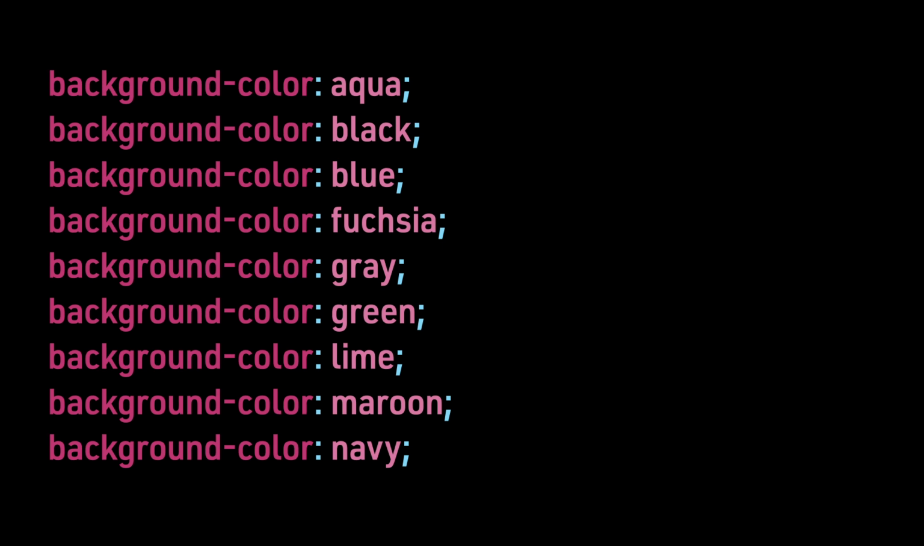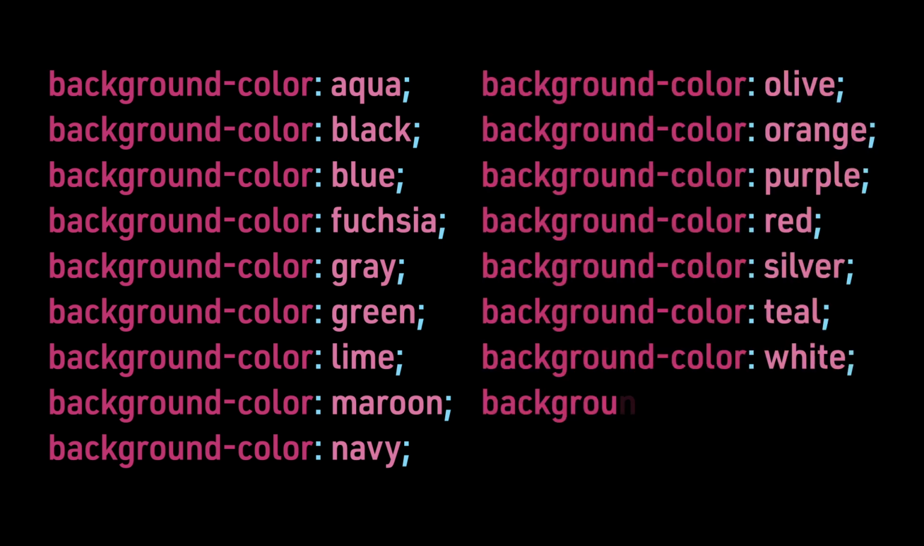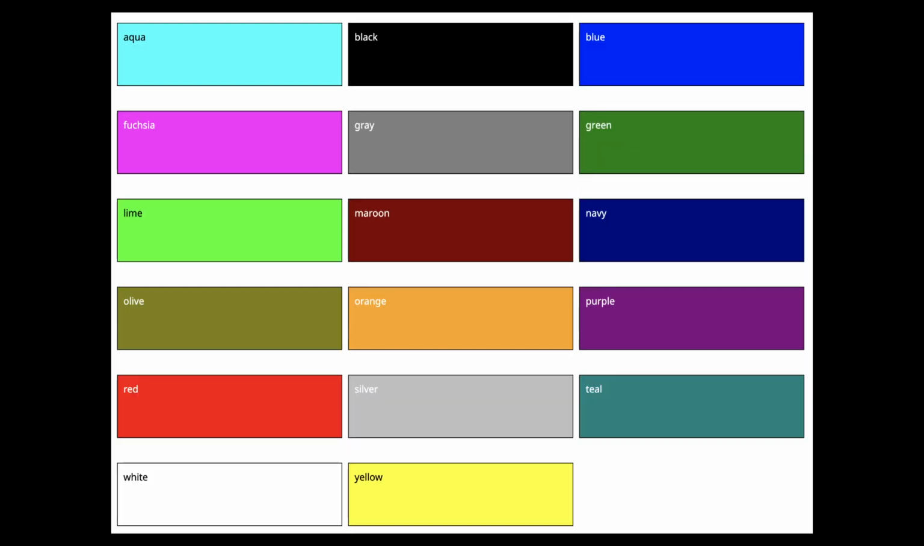Here are the colors used in the property background color: aqua, black, blue, fuchsia, gray, green, lime, maroon, navy, olive, orange, purple, red, silver, teal, white, and yellow. This is how they would display.